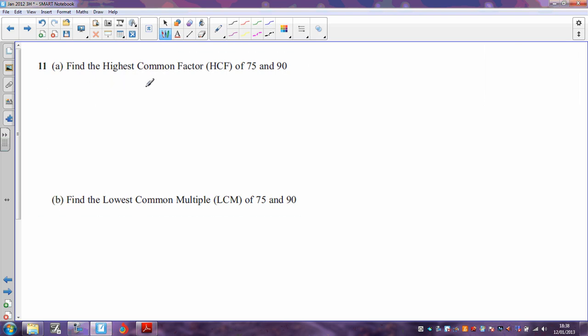Okay, first thing I need to do here is take each number, 75 and 90, and write it as the product of its prime factors. There are various ways of doing this. I'm going to start with 75, and I'm going to use a factor tree.